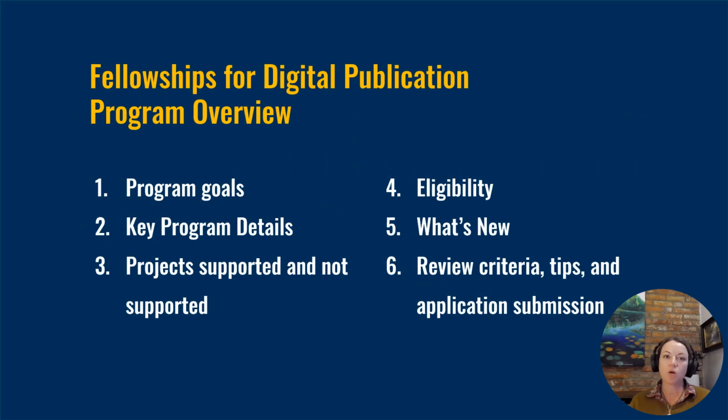I'll begin by giving an overview of the Fellowships for Digital Publication program and what kind of projects are supported. I will discuss eligibility and what is new in this year's round. Using the review criteria for the program, I will highlight some tips and common mistakes. I'll end with some information about submitting the application, how to find it on our website, and what happens after that.